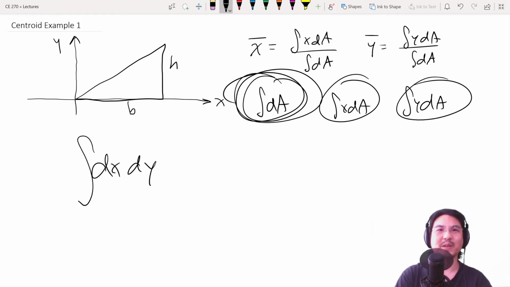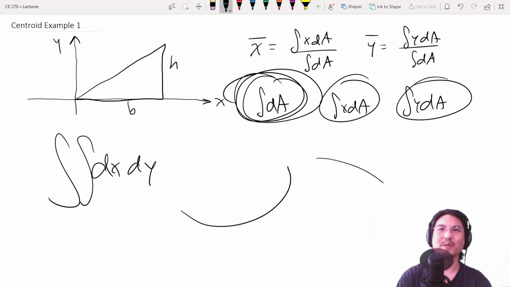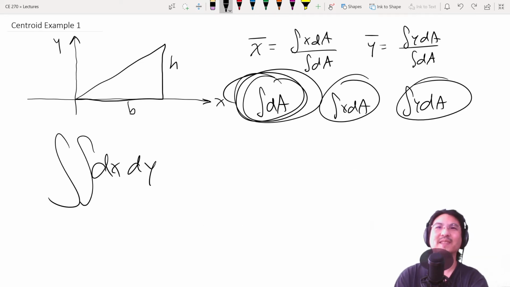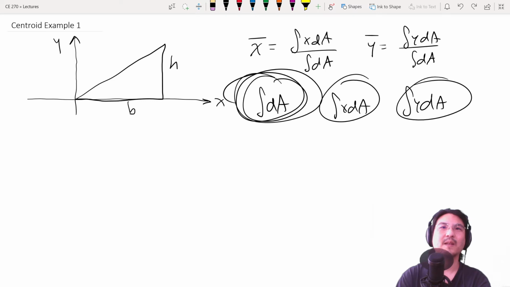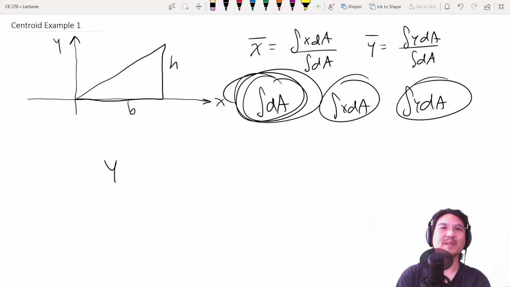And then you integrate each way. Which one you do first kind of just depends on if the shape is a function or if it's not a function. So let's just go dy dx. So you integrate dy, then dx. So that's what this is. But then what about the limits of integration?